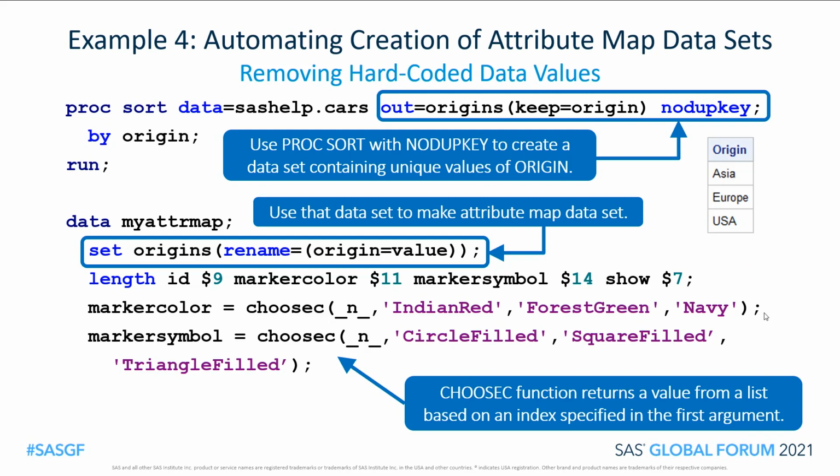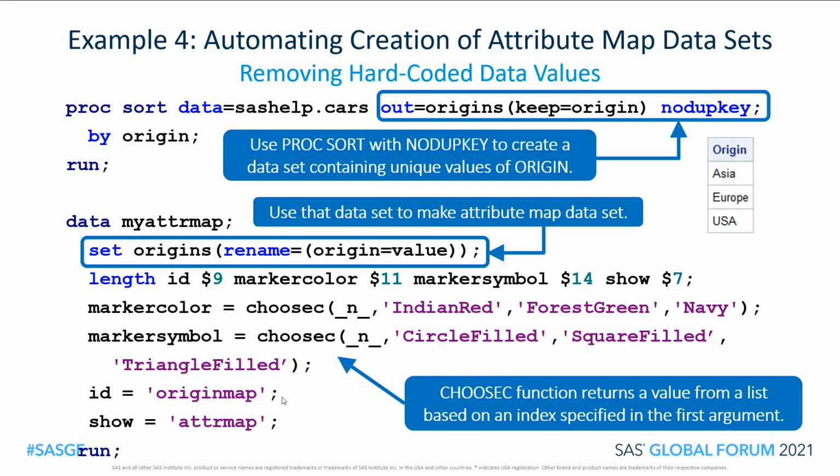You could have done this with some if-then-else logic, but I find this to be convenient. I have another paper that is out on the web you can look up if you want more information about the choose-C function. It has to do with conditional logic in SAS.